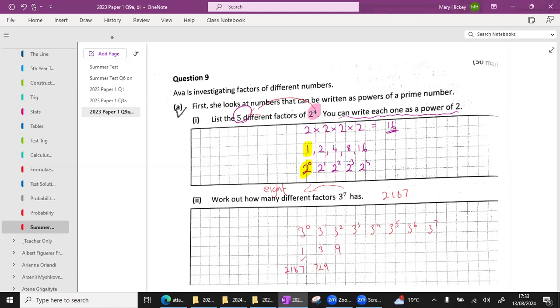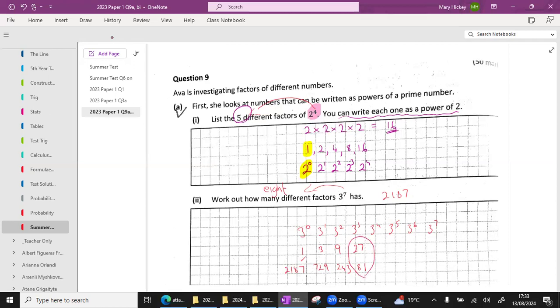Okay, 3 squared is 9. So does 9 divide in without remainder into 2187? Okay, so it does, and it goes in 243 times. What about 27? So 2187 divided by 27. That's 3 cubed, which is 27, and that goes in 81 times. Now, when we do 3 to the power of 4, we get 81.